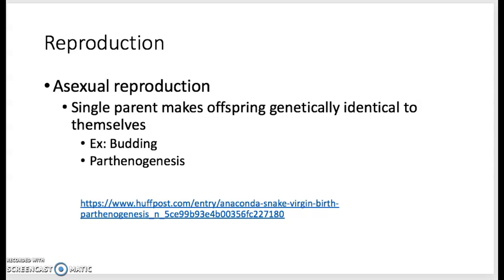There's also asexual reproduction. So single parent, again, they're going to make a genetic copy of themselves. An example is budding. You learned about this super early on in the year. And then I actually included a link to an article that happened last year at a New England zoo. An anaconda gave birth to a genetic copy of herself, so she went through asexual reproduction. And it was actually pretty cool. If you've seen Jurassic Park, that was a big thing in that movie too.